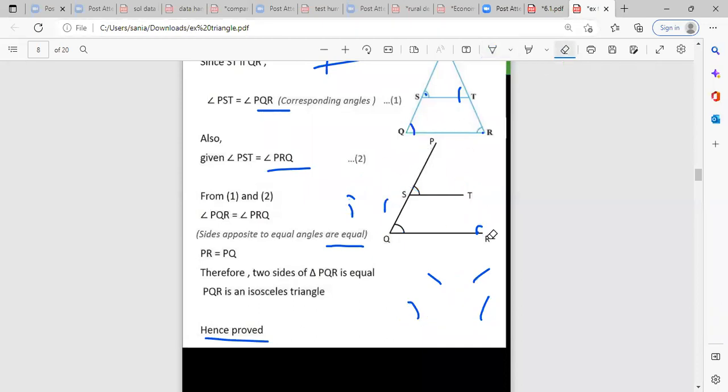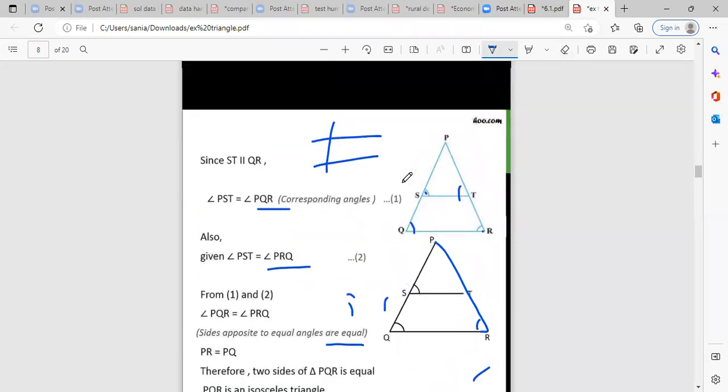Okay, so wait, I'll just erase it. Over here it's incomplete, just complete it. And this is equal. Okay, you can write it.